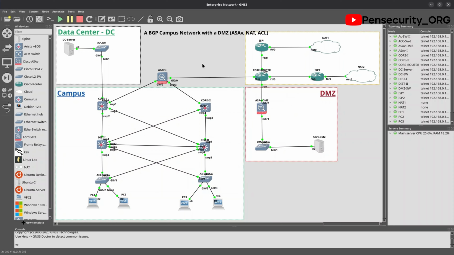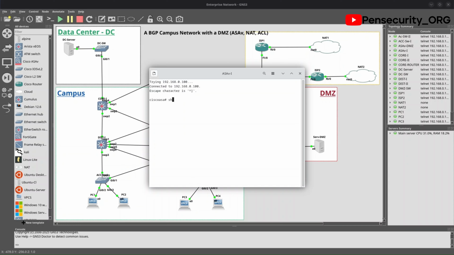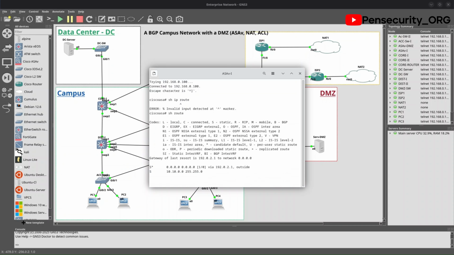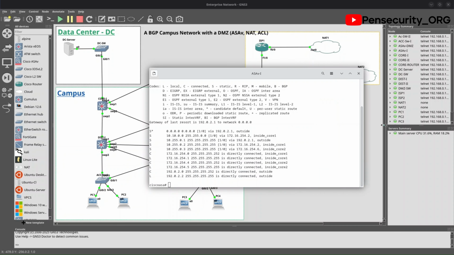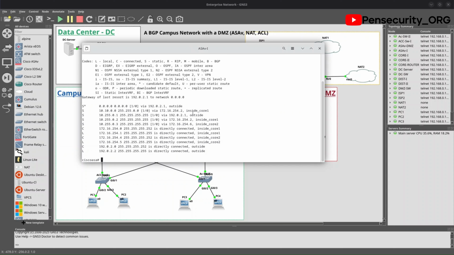So let's check the route. Show IP route. Yes, okay. So this is a route. So we have any IP address can go through to the website, like through the ISP. Sorry for that. So any IP address can go to the ISP. So these are the connections.